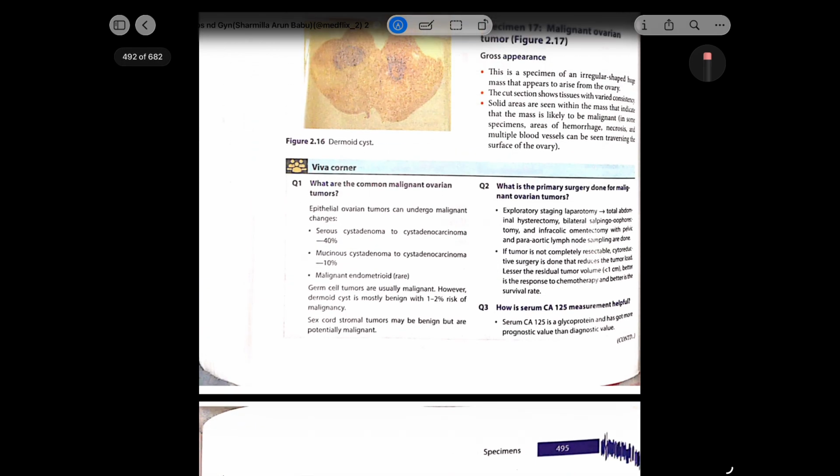What is the primary surgery done for malignant ovarian tumors? Exploratory staging laparotomy, total abdominal hysterectomy, bilateral salpingo-oophorectomy, and infracolic omentectomy with pelvic and para-aortic lymph node sampling are done. If tumor is not completely resectable, cytoreductive surgery is done that reduces the tumor load. The less the residual tumor volume, less than 1 centimeter, the better is the response to chemotherapy and the better is the survival rate.